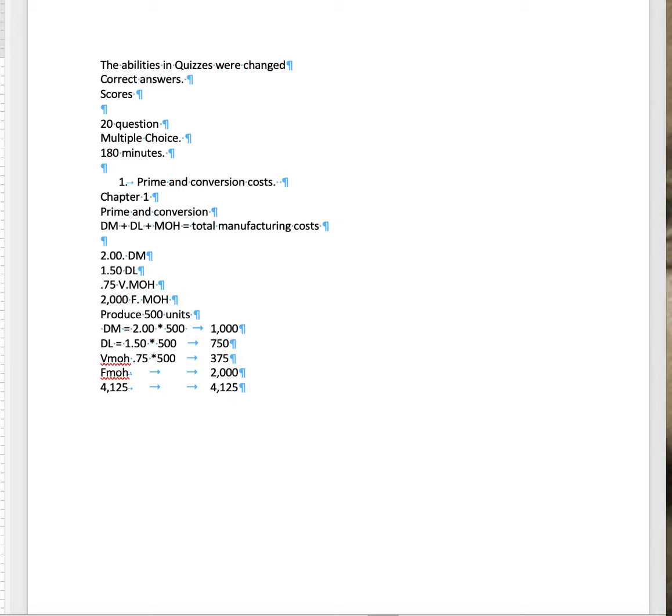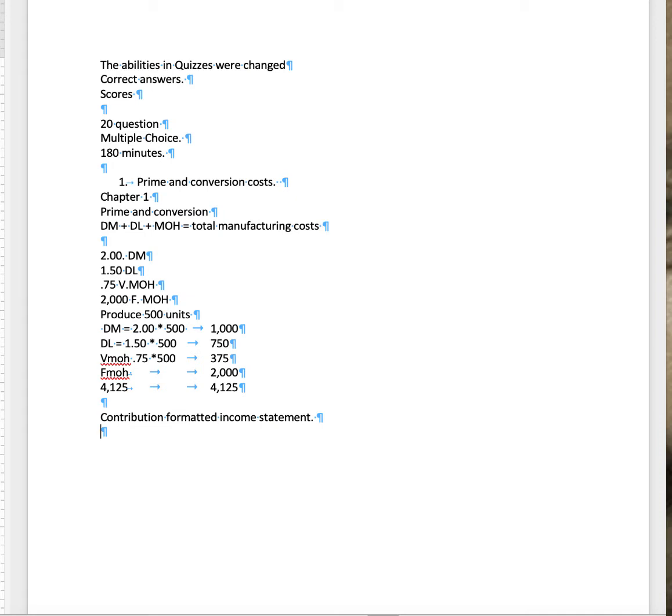Still in chapter 1. Let's see here. What else do you need to know? Okay, so in chapter 1, we talked about the contribution formatted income statement, right? And we said this thing's bad, right? Because it segregates, right? It segregates based on fixed and variable, okay?